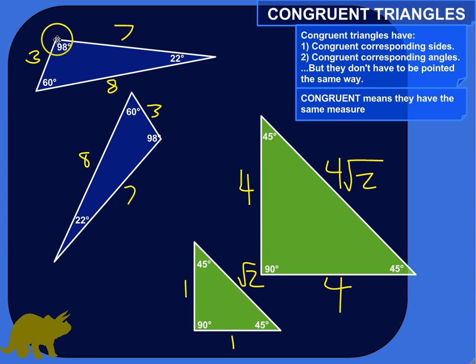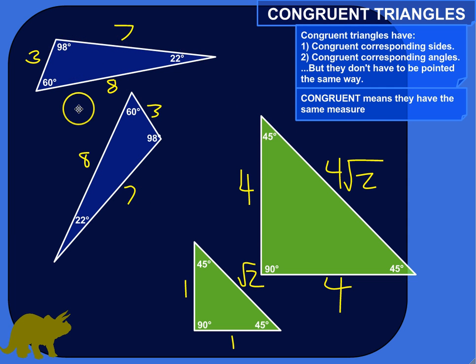So for example, this side has a length of 7 units, and this side that corresponds to it also has a length of 7 units. So they're congruent. We can't exactly say that these sides are equal, because that would mean they're the same side. Well, they're two different things. This side is over here and this side is over here. So they're not equal per se, but they're congruent. They have the same measure.